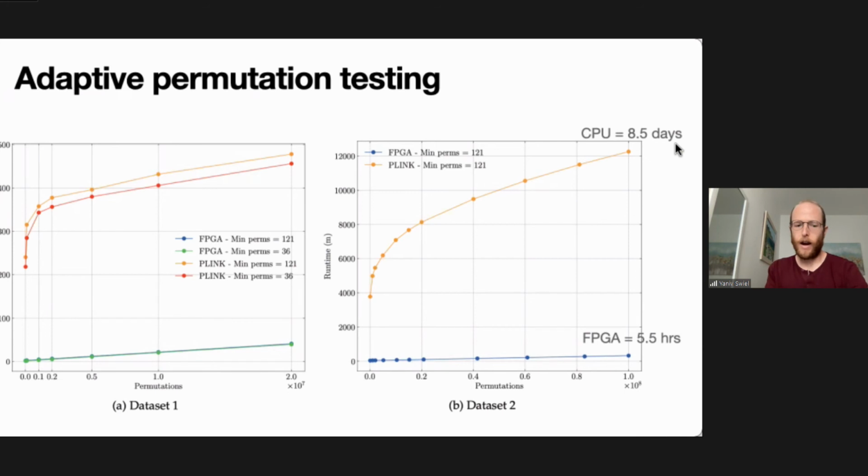Plink needed 8.5 days to complete 100 million permutations of dataset 2, while the FPGA-based algorithm was done in about 5.5 hours.